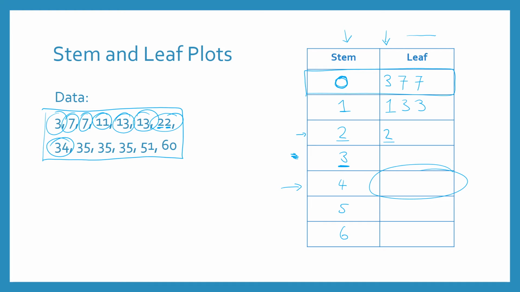The stem is 3, and our leaf is going to be a 4. 35, the stem is 3, a leaf is 5. Again, we have 35. And again, 35. So we just keep adding the leaves. Now, as I said before, there's no 40s here. So we're going to go down to our 5. So we get 51, which has a stem of 5 and a leaf of 1. And then finally we get to 60, a stem of 6 and a leaf of 0.